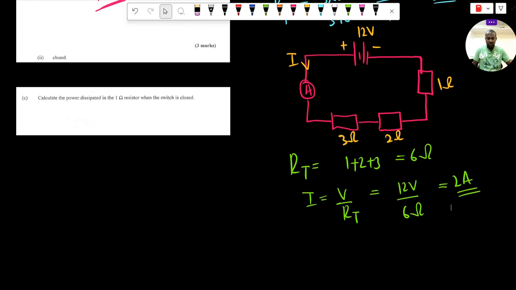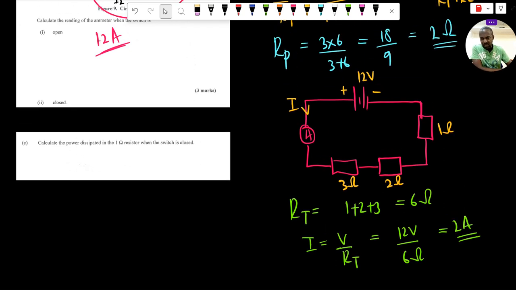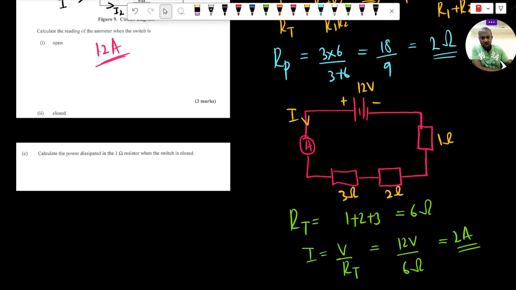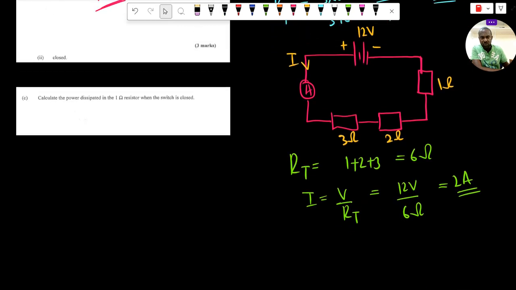All right. Now, the last part of the question says, calculate the power dissipated in the 1 ohm resistor when the switch is closed. So if we go back and look at the 1 ohm resistor to analyze the circuit here, we see that the total current I would flow through the 1 ohm resistor. And this total current I that we just found is of course 2 amperes when the switch is closed.